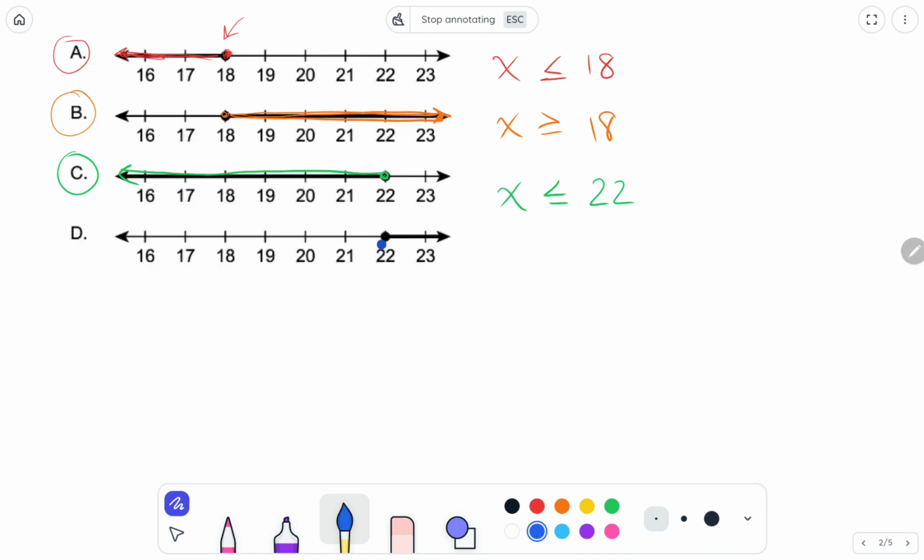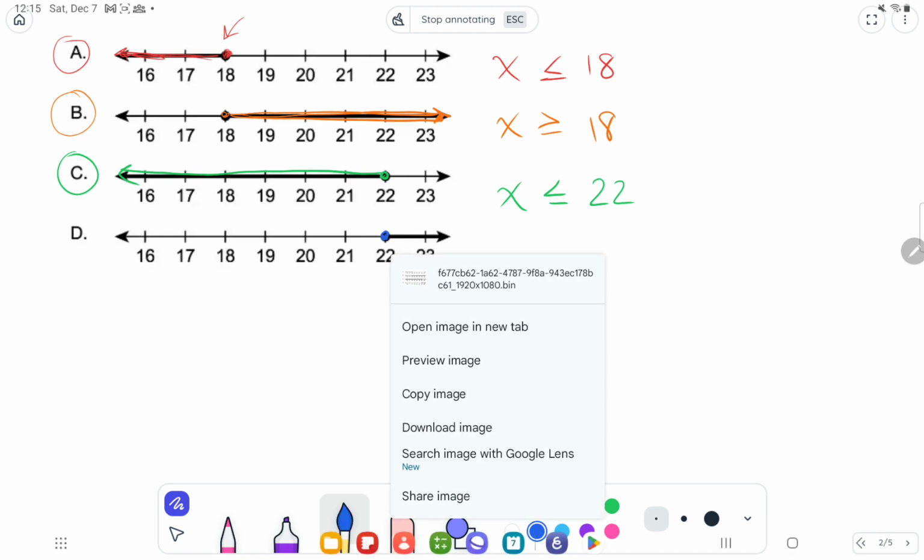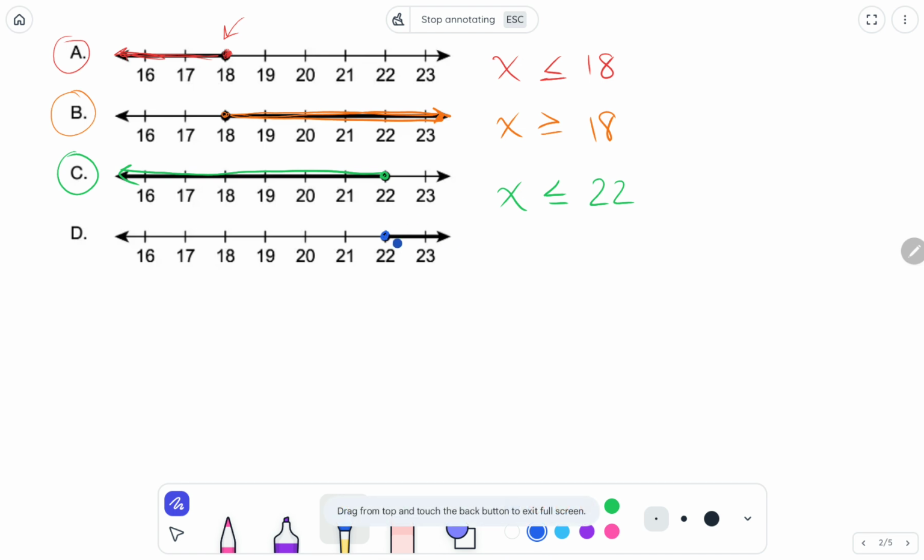And in fact, all of these have closed dots at our number. So all of these are going to be either greater than or equal to or less than or equal to. This is to the right, so this is going to be greater than or equal to 22. Okay.